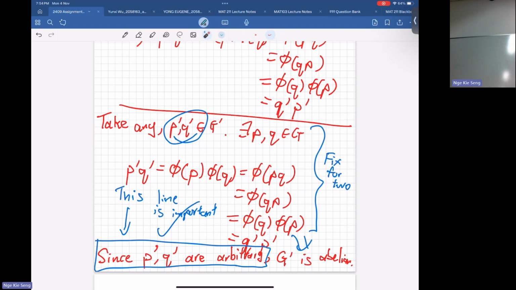If you want to prove for all, check one by one. OK, here we are checking two by two. OK, but we still can do it arbitrarily. It could be the case that P prime equals Q prime. But it doesn't matter because we are commuting inside the pre-image. Within the pre-image. OK?